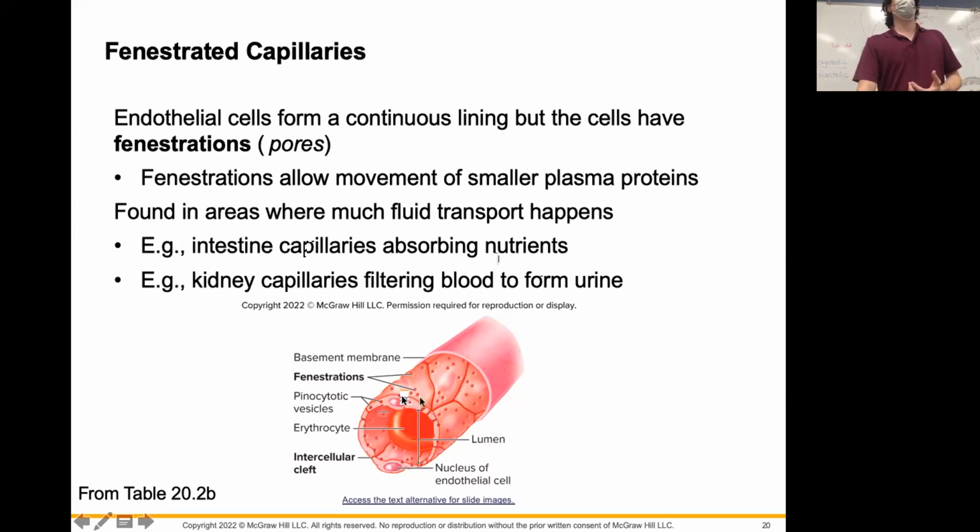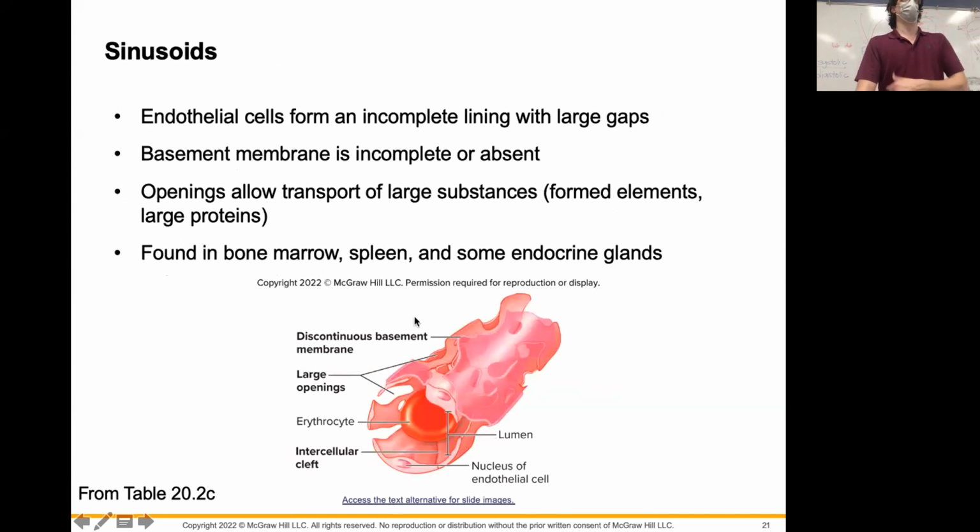That means we have to have larger openings in the blood. So we're going to have these fenestrated capillaries. They're called fenestrated because we have these little holes, which we're going to call fenestrations. This is where we get larger nutrients into or out of the blood. This is particularly found in your intestines and in your kidney capillaries. So it allows movement of smaller plasma proteins, but not really large ones, and not complete cells.